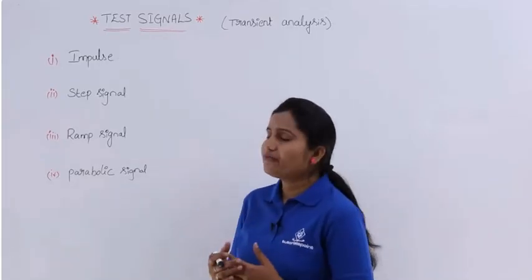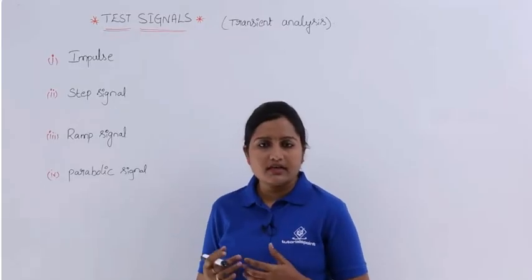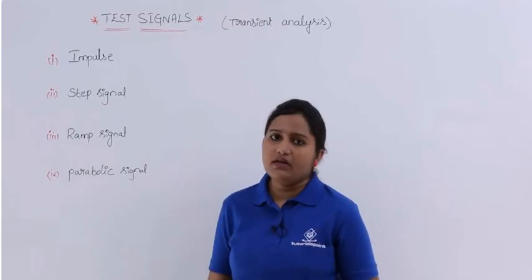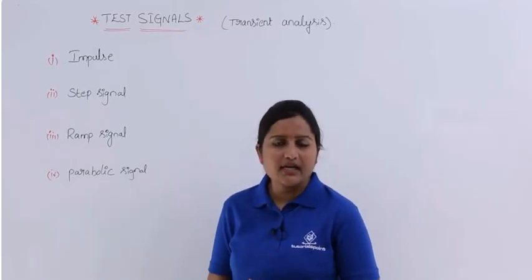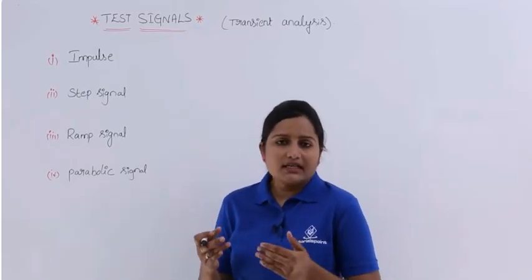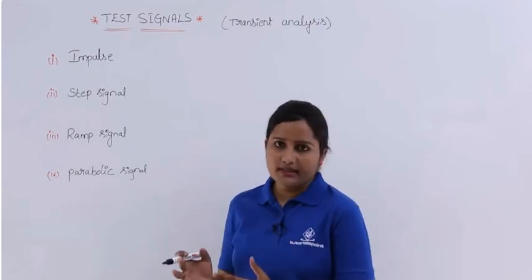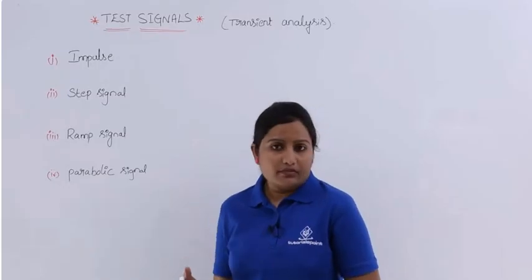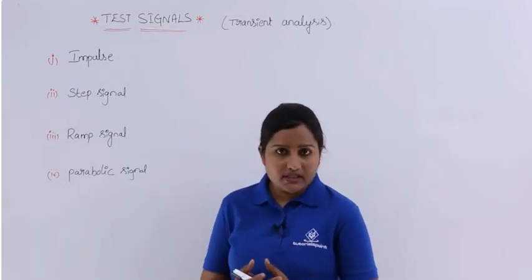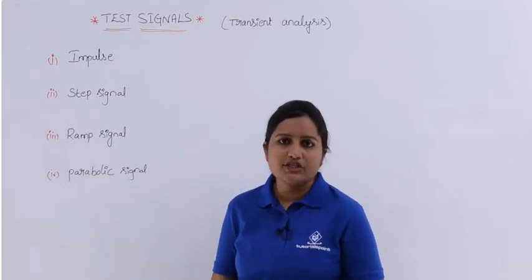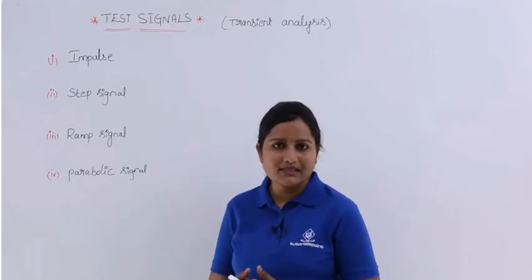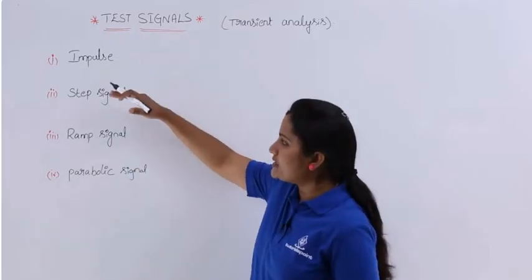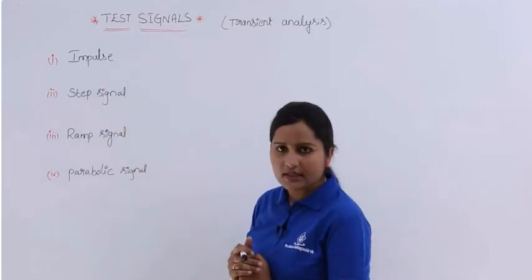The characteristics of these test signals are that they undergo sudden shock, sudden change, and they have constant velocity and constant acceleration. These four are the characteristics of these test signals. We have the impulse, step signal, ramp signal and parabolic signal.